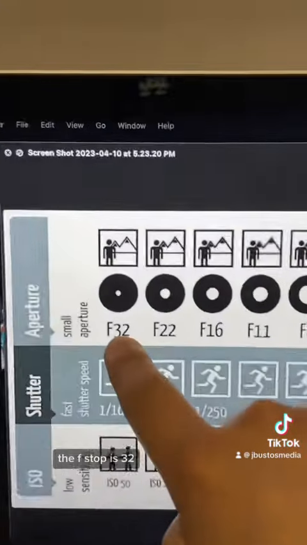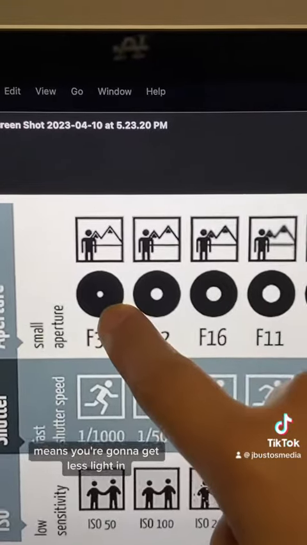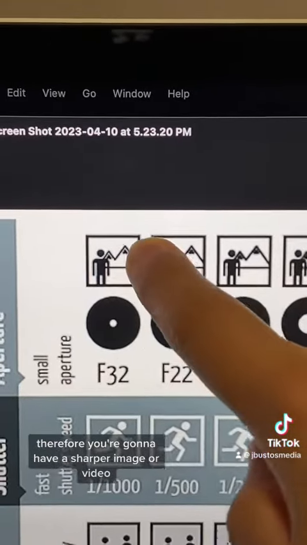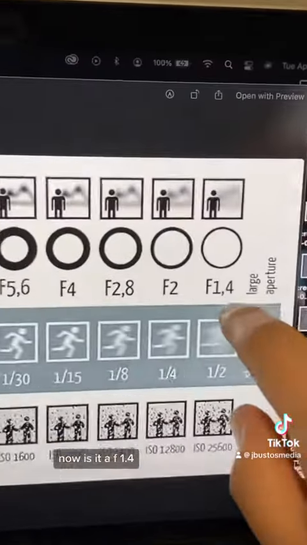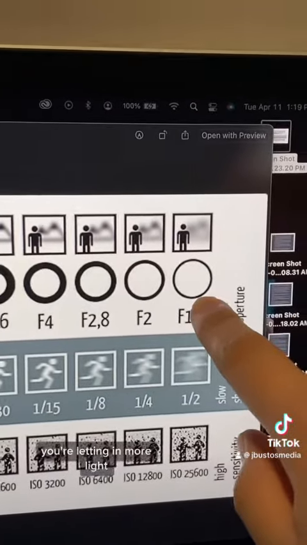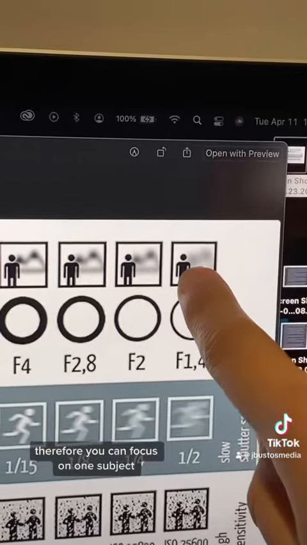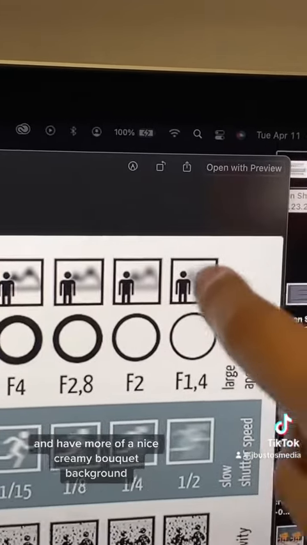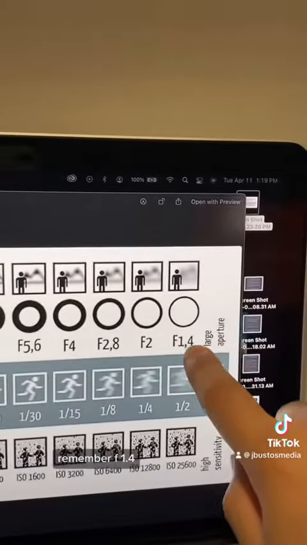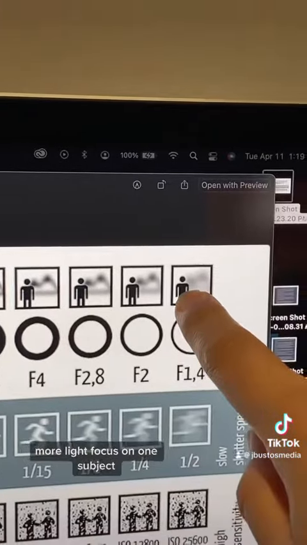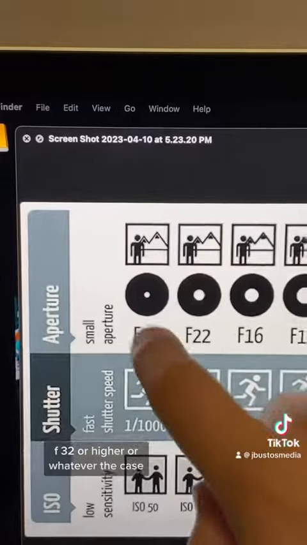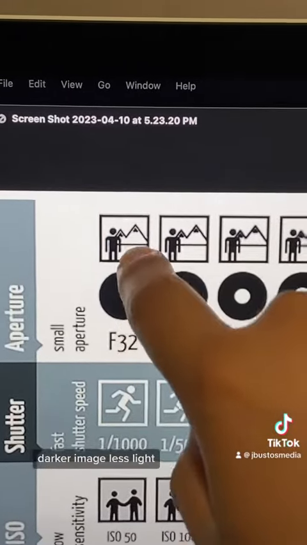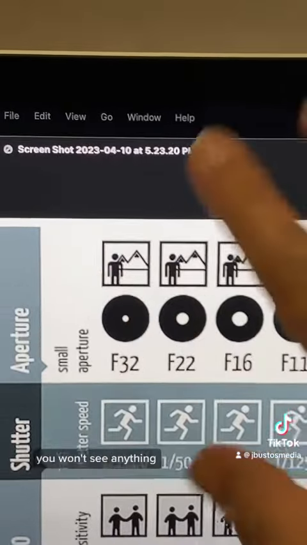Aperture, okay. If the f-stop is 32, it means you're going to get less light in, therefore you're going to have a sharper image or video. However, it's going to be very dark. Now, instead at f1.4, you're letting in more light, therefore you can focus on one subject and have a nice creamy bokeh background. Remember, f1.4: more light, focus on one subject, creamy background. f32 or higher: less light, darker image, you won't see anything.